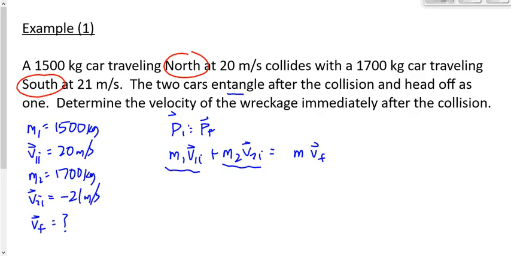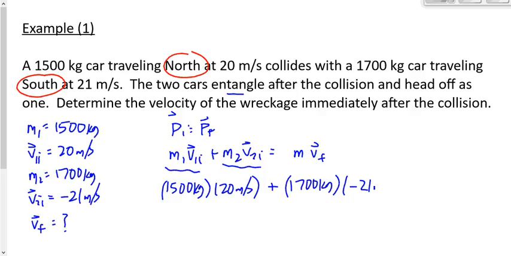Now let's sub in some numbers. M1 is 1,500 kilograms. V1I is 20 meters per second. M2 is 1,700 kilograms. And V2I, and this is where we got to be careful, but we're not likely to make a mistake because we circled in red and remembered when we wrote down our givens to make it negative 21 meters per second, equals, what's M going to be here?